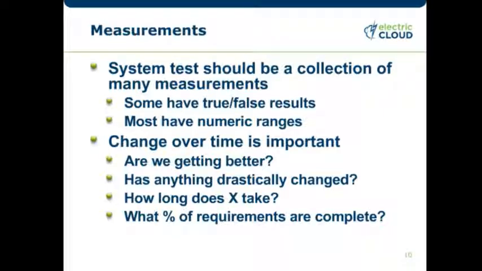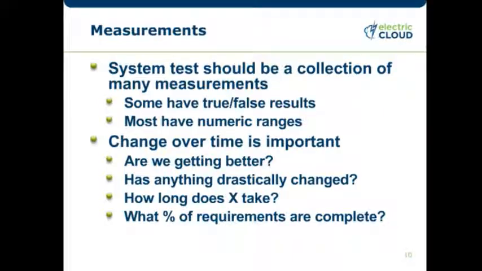There are also many numeric ranges you're looking for. What's the performance? The time to load a value? How many changes have occurred since the last build? You're looking at risk metrics, things like that. There are all sorts of things that an automated system test should be looking at. And what's really important is, what is my last baseline? What's my change over time? Are we getting better? Has anything drastically changed?